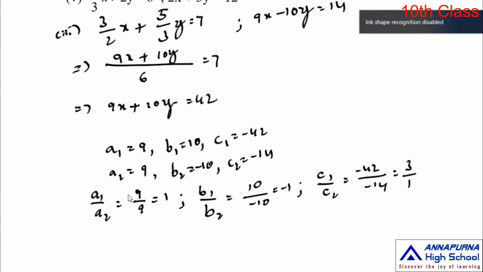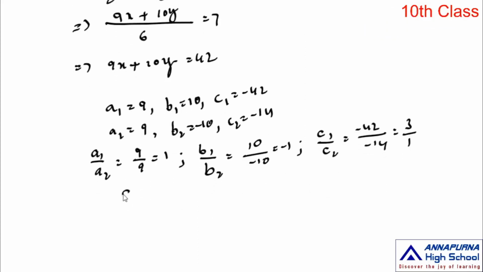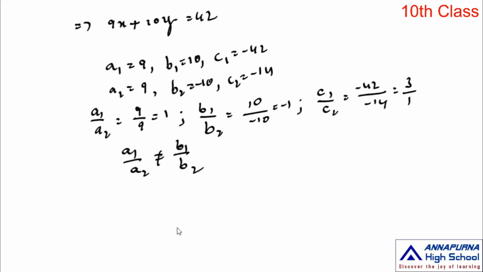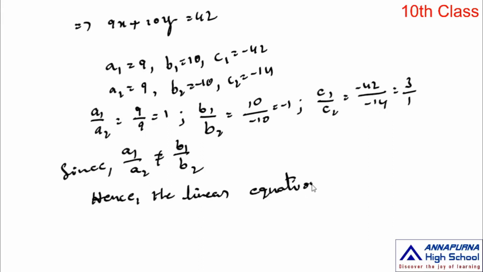Now compare these three ratios. a1 by a2 is not equal to b1 by b2, so its graphical representation is intersecting lines and they intersect at one point. That means the pair of linear equations has a unique solution, since a1 by a2 is not equal to b1 by b2. Hence the pair of linear equations is consistent.